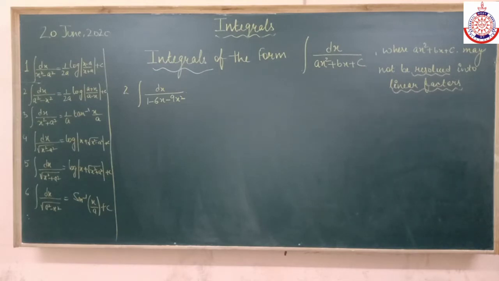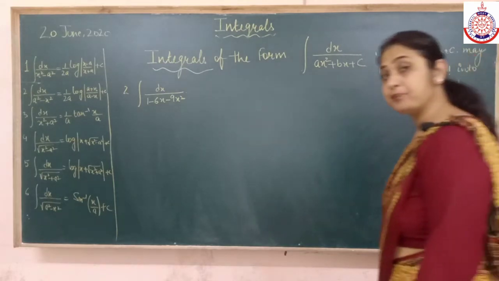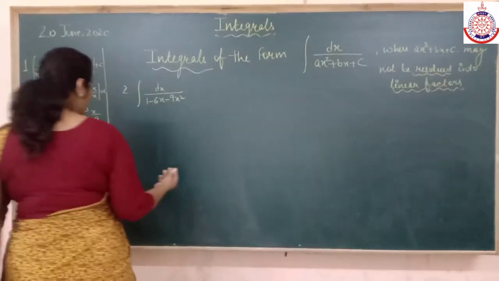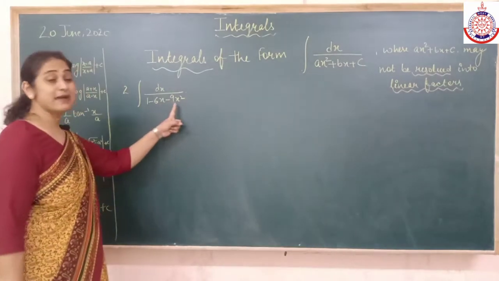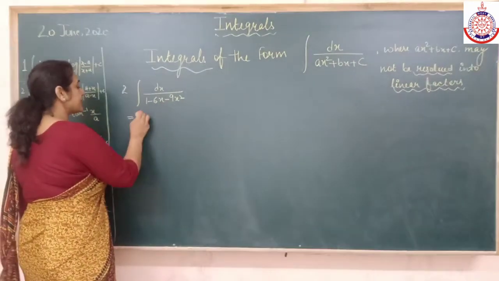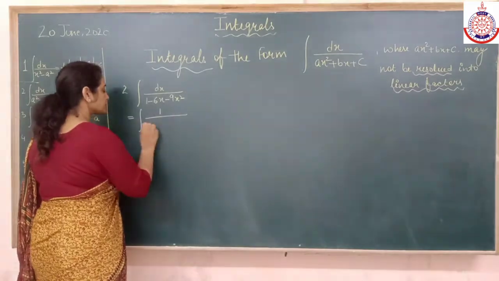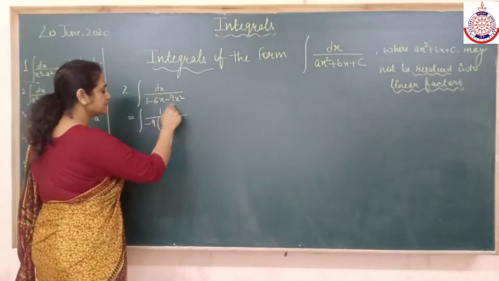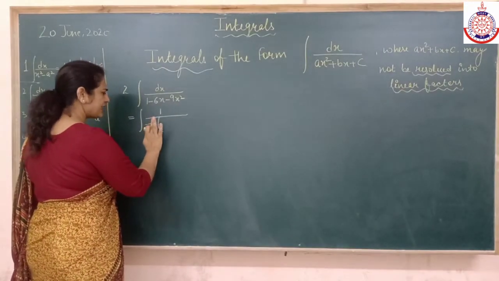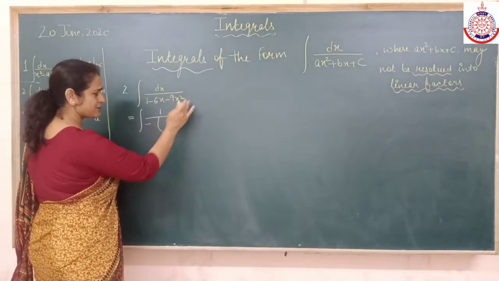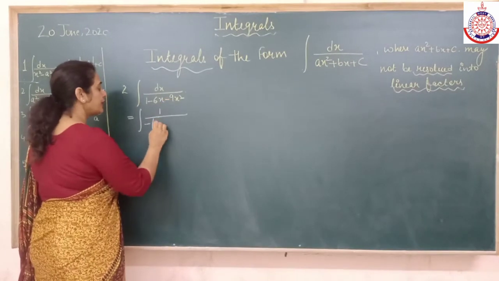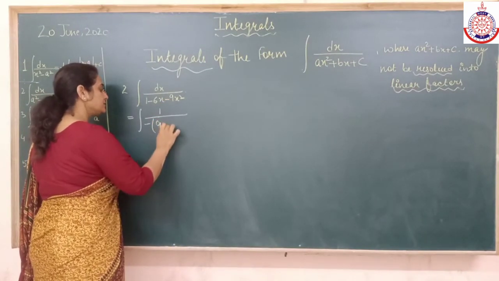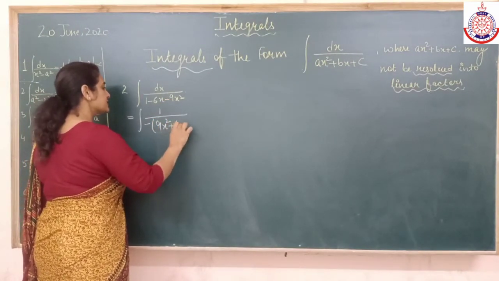Dx upon 1 minus 6x minus 9x square. The first step, you remember now very well, the coefficient of x square should be 1. So right now the coefficient of x square is minus 9. So I am taking this minus 9 out. First of all let's take only minus out so that will make this positive. That's my target. X square should be positive. Alright, 9x square plus 6x.